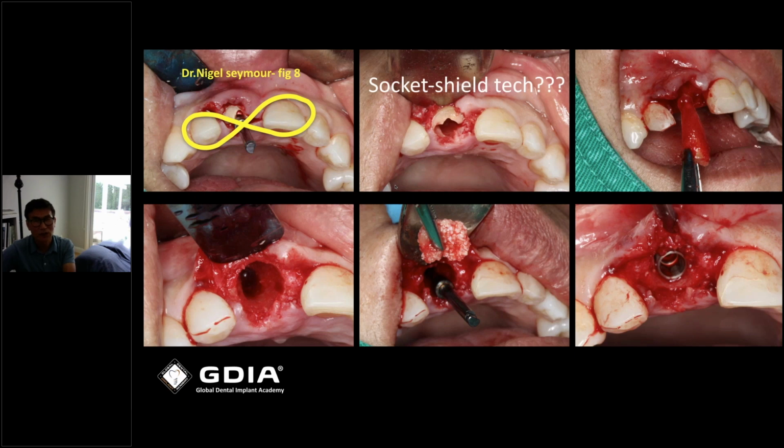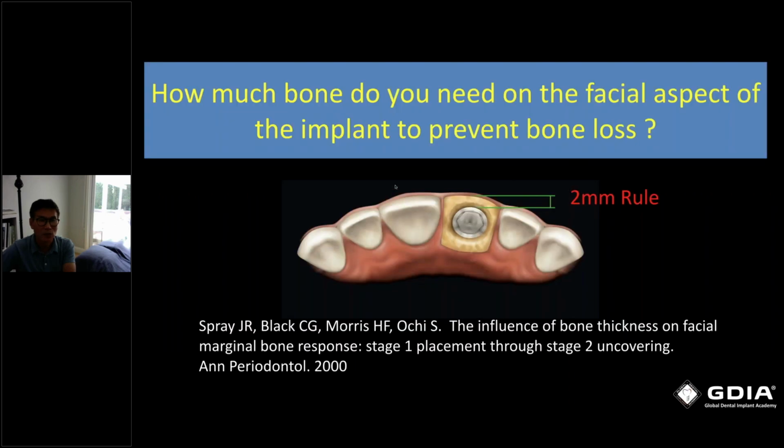So this is a good indication. If you really want to do it, you can slowly grind the labial side. But by the time, I just don't need the socket shield technique. I'm just using a typical sticky bone and PRF. The rule is a minimum of 2 millimeters.